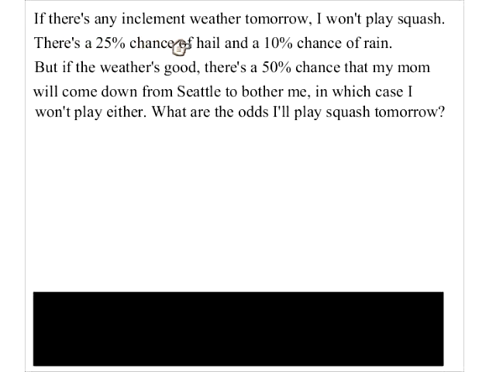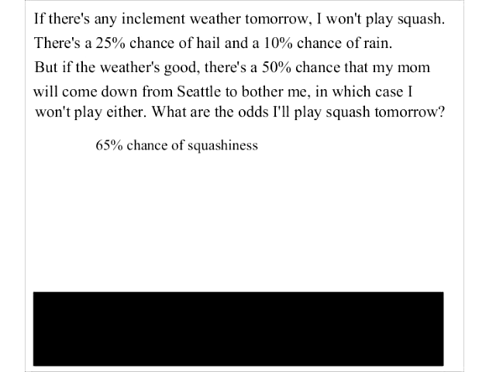So there's a 25% chance of hail and a 10% chance of rain. So we know straight away that there's a 35% chance that squash is not going to happen, right? So we had a 65% chance of squashiness, right? Everyone okay? That's kind of what was left after the inclement weather issue. Then from there, something else happens. If the weather's good, there's a 50% chance that my mom will come down from Seattle to bother me, in which case I won't play either. So there are two ways that we can think about this.